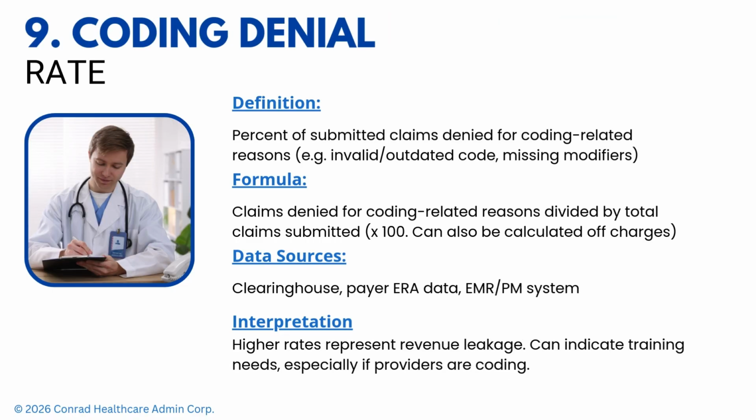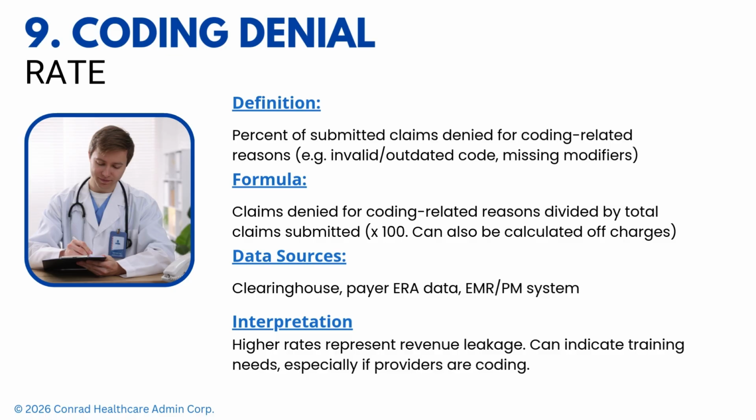Number 9, coding denial rate. This is the percentage of submitted claims that are denied for coding-related reasons. Some examples of that would be that they have an invalid or outdated code, or it's missing modifiers. So the formula for this is the number of claims that are denied for coding-related reasons divided by the number of total claims submitted for the same time period.